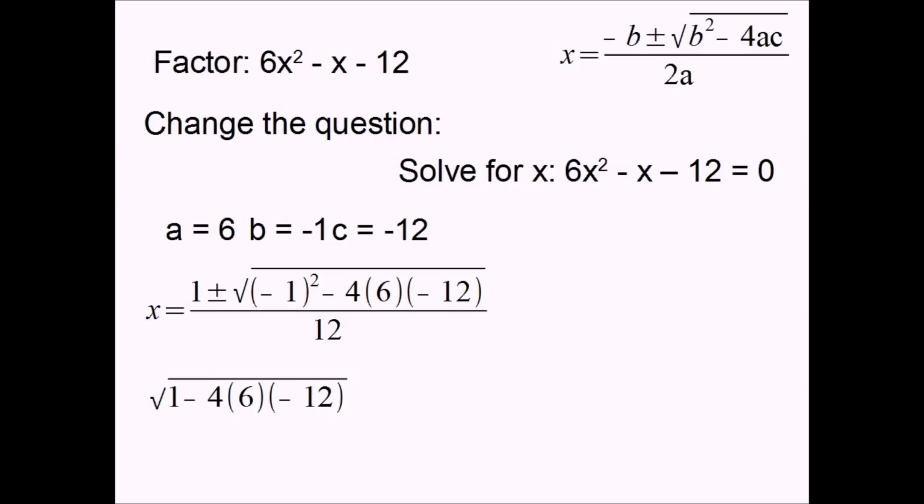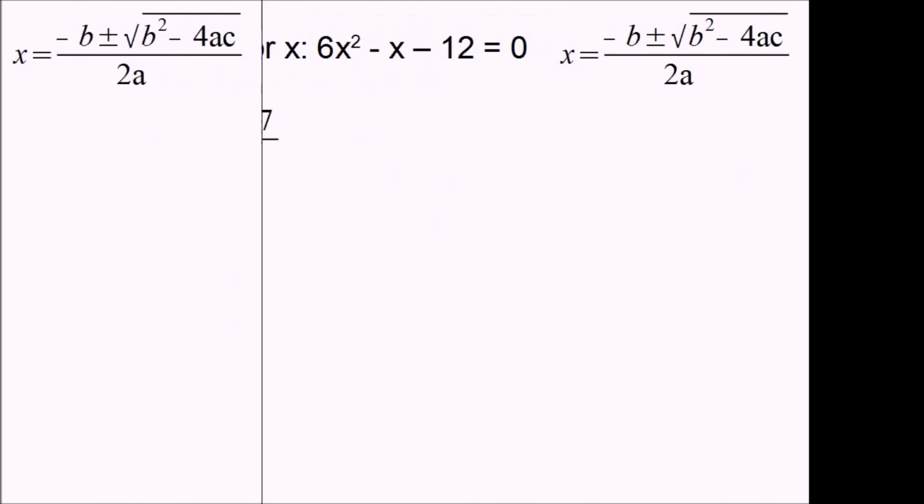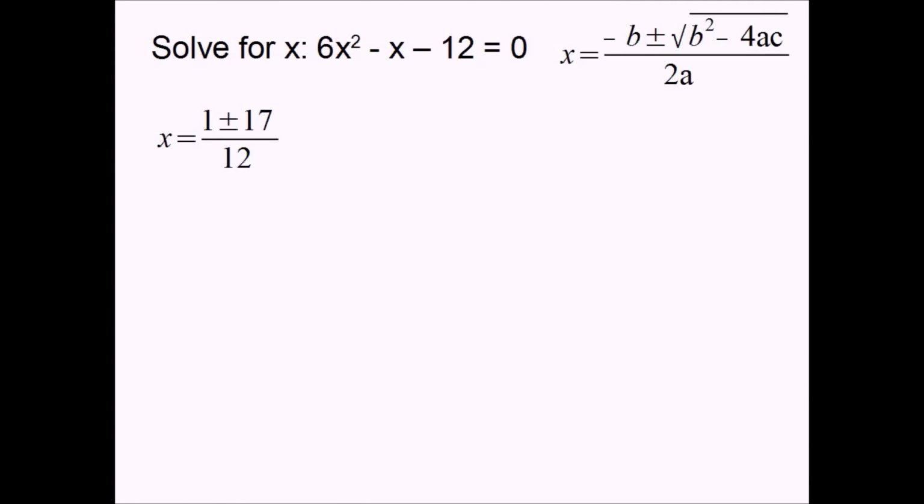But 4 times 6 times negative 12 gives me negative 288. Again, I have that double negative there, which I'm going to make that plus. 1 plus 288 is, of course, 289, so we'll change that. 289 happens to be a perfect square, and if you take the square root of that, that's 17. So, I can make my quadratic formula problem look a lot nicer. Alright, onwards. Here's what we've got so far.